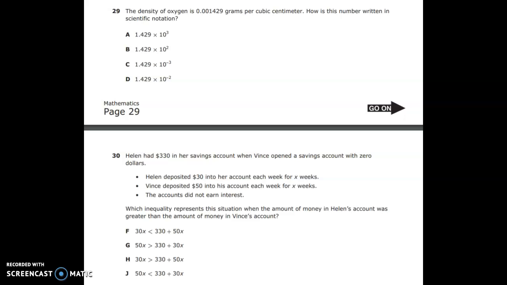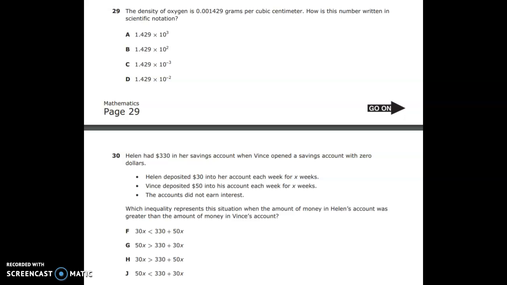Number 29. The density of oxygen is 0.001429 grams per cubic centimeter. How is this number written in scientific notation? 1.429 times 10 to the third power, 1.429 times 10 to the second power, 1.429 times 10 to the negative 3 power, 1.429 times 10 to the negative 2 power.